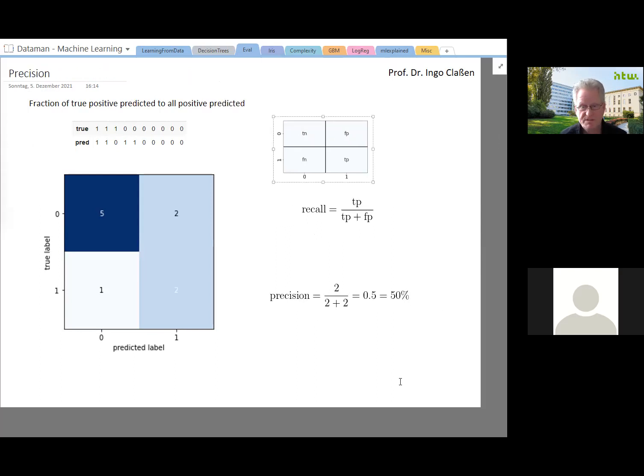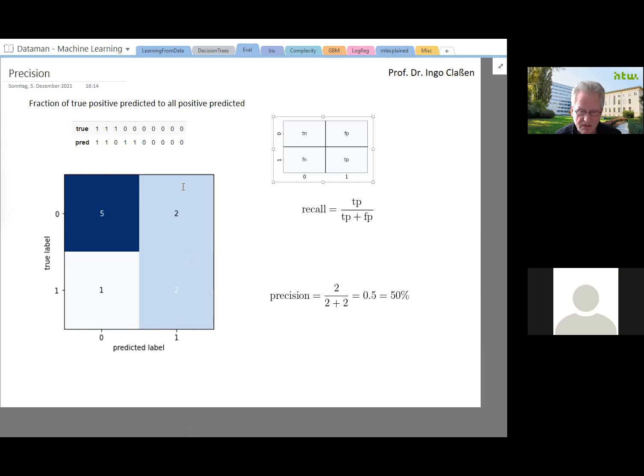So what is precision? Precision now looks at all the predicted ones. So it's a fraction of true positives predicted to all positive predicted. So now we take all positive predicted. This is that column here. Before, for recall, we have taken all those that have a true label of 1. Now we look at all that have been predicted as 1.